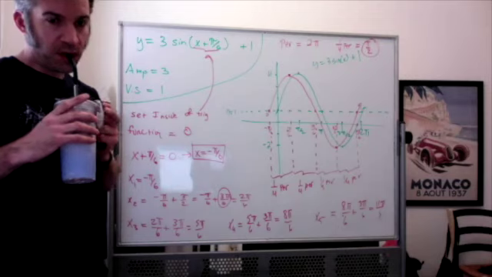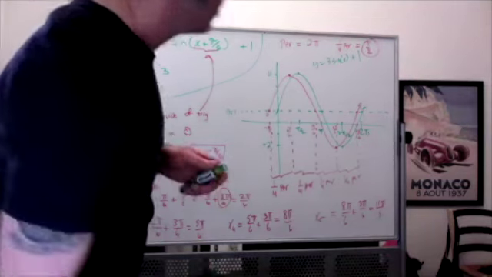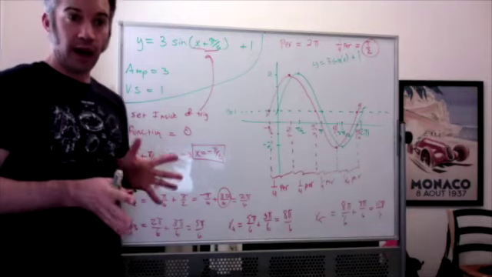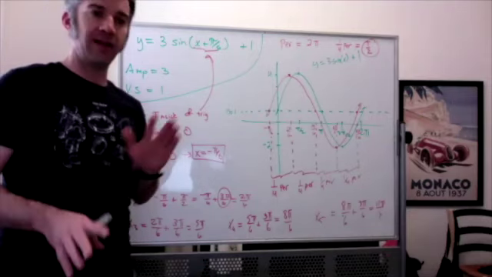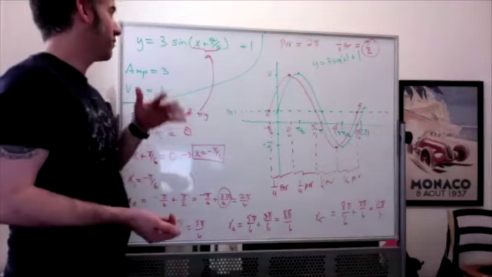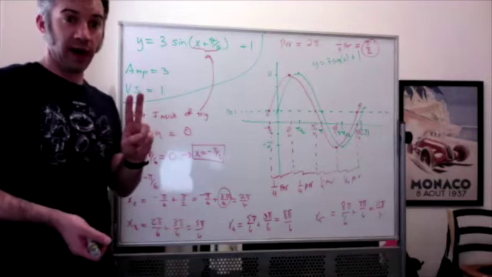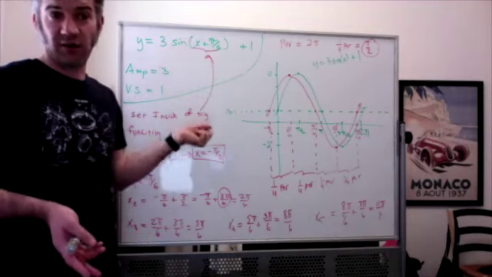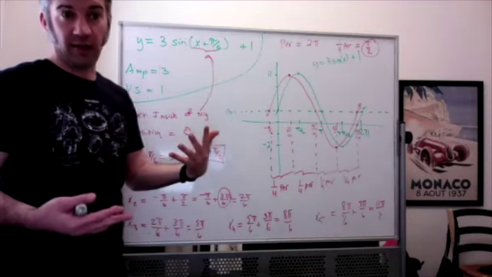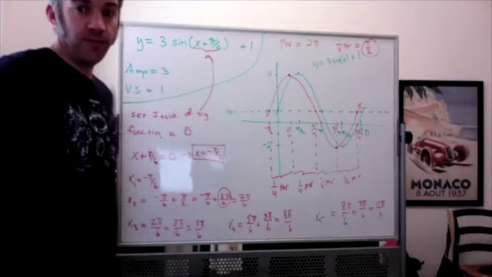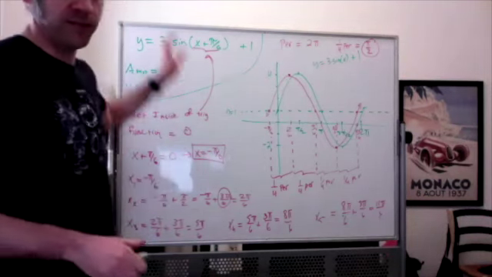How exactly are you finding the period? So in general, the period is always 2 pi, I should say, for sine and cosine and secant and cosecant, but not tangent and cotangent. For sine and cosine, the period is 2 pi divided by the coefficient of x. In this case, the coefficient of x is just 1, so 2 pi divided by 1 is just 2 pi. Okay, thank you. In this next example, the period is going to be different.